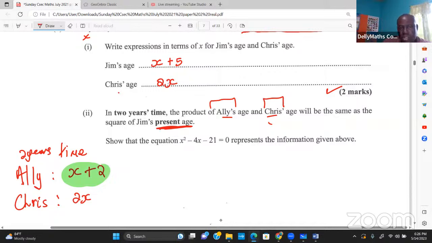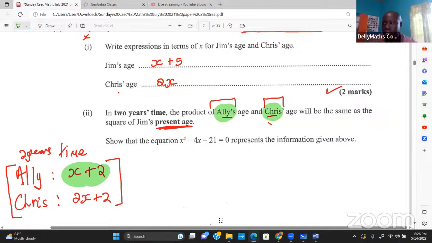So we're talking about in 2 years' time, the product of Chris and Ali's age. So we have these persons' ages. As you could see, I wrote Jim. I don't know why I wrote it when they did say Ali and Chris. So let's focus on this now. They use the word product. Product means to multiply.